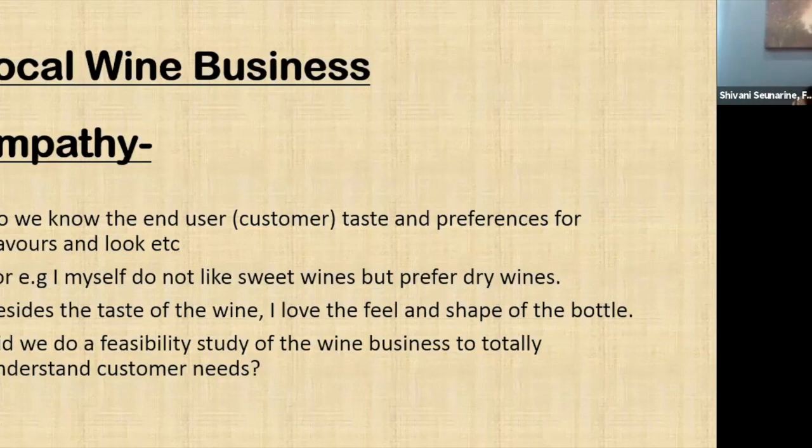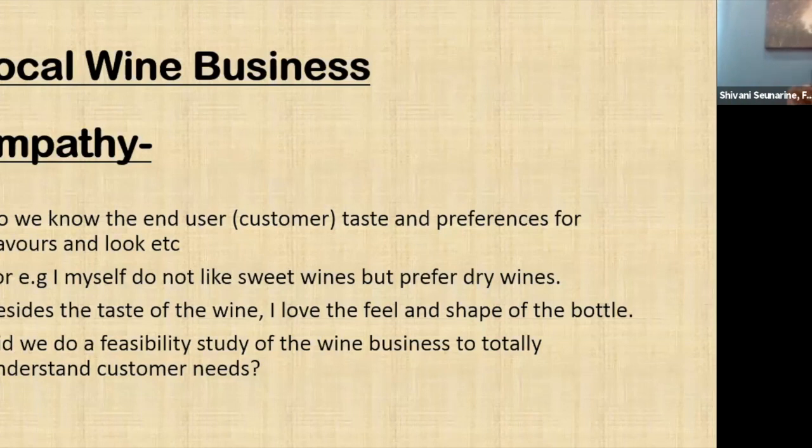And more, persons will say, well, I could have probably done this stage a little better. So empathy. For example, I myself do not like sweet wines, but I prefer dry wines. So you may need to understand that is what your client wants. Besides the taste of the wine, I love the feel and the shape of the bottle. But the wine business will only know this when they speak to different customers. So it's not only about the taste, but it's about the feel of the bottle and the look of the bottle. Did we do a feasibility study of the wine business to totally understand the customer needs?